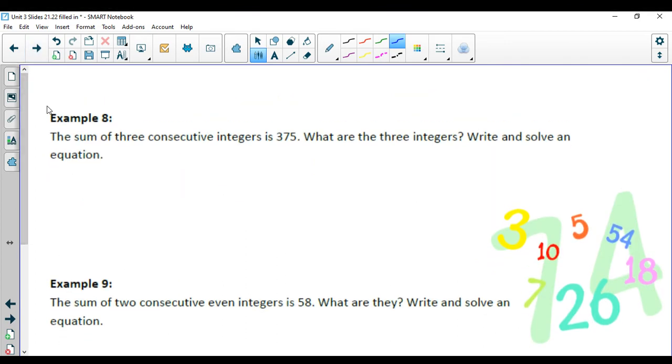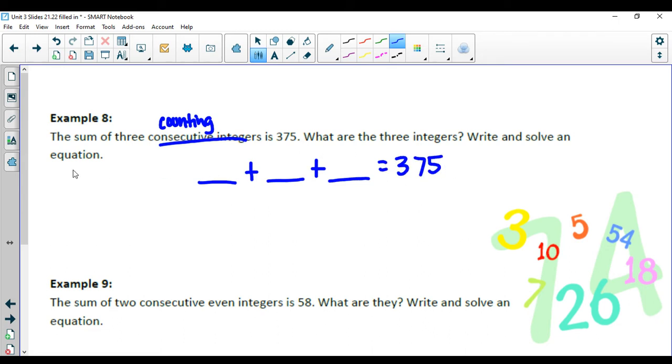In example number 8, we're going to talk about consecutive integers. Consecutive integers just mean counting. So as you're counting, consecutive would be one after another. For example, if I said 1, 2, 3, you would know to continue 4, 5, 6, 7, 8. So we're going to be looking for 3 consecutive integers that's going to give us a total of 375. So I'm going to put 3 blank spaces here and equals to 375.